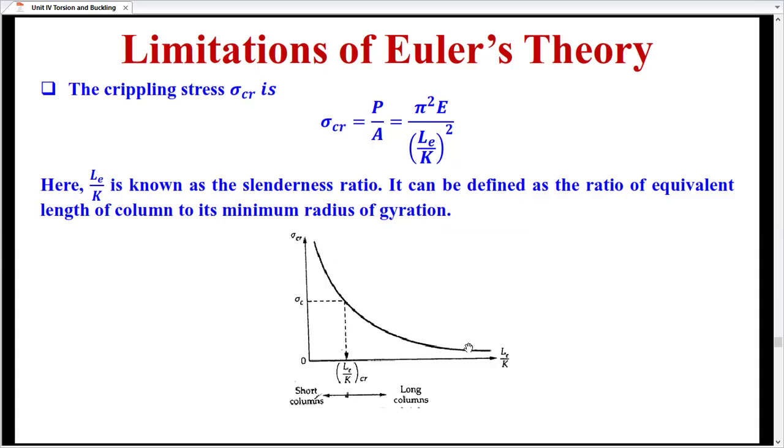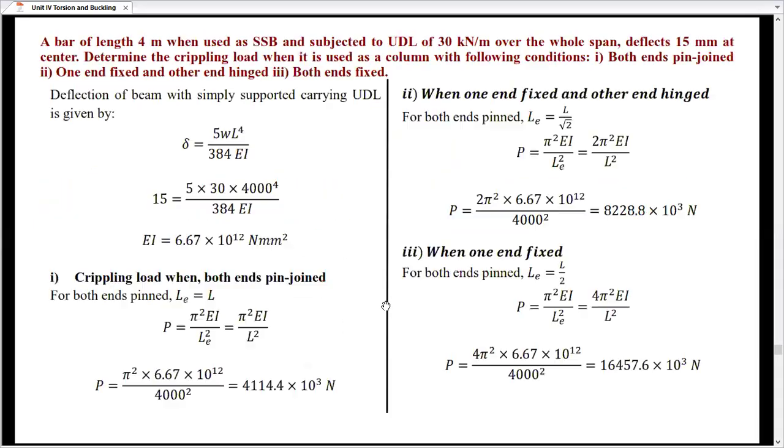So this is the curve. We can define slenderness ratio as the ratio of the equivalent length of the column to its minimum radius of gyration. That ratio is nothing but your slenderness ratio. I will solve some examples, and we'll discuss some examples based upon this concept.